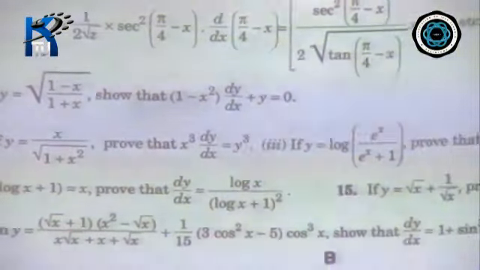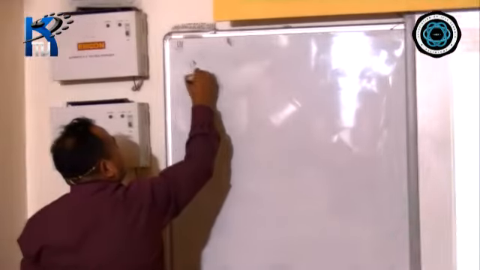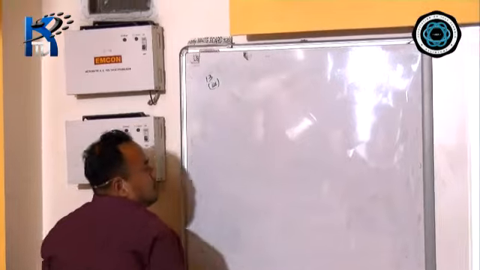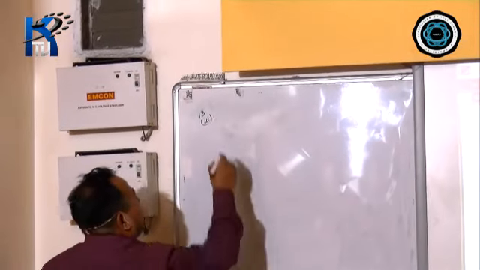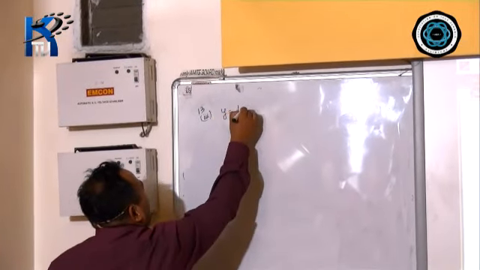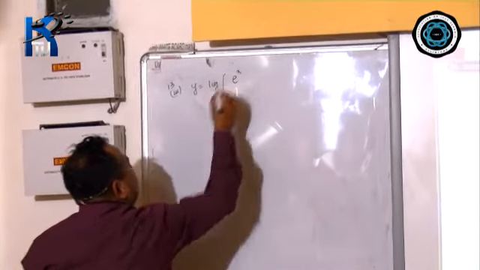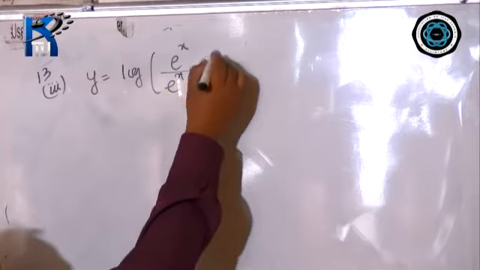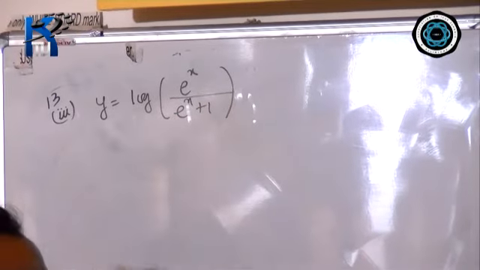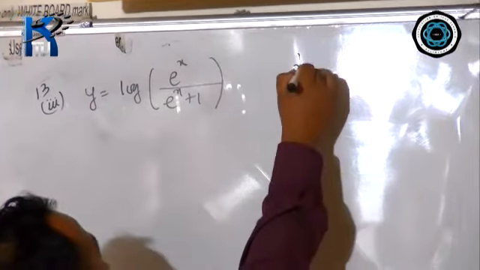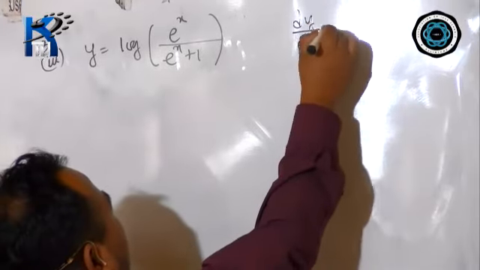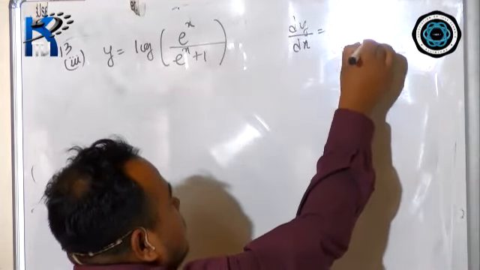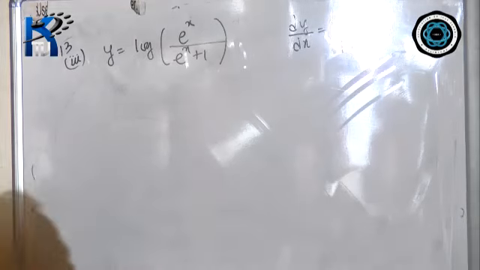Now, look at question number 13 subdivision 3. The question is, if y equal to log open bracket e to the power x divided by e to the power x plus 1, you have to prove that dy by dx equal to 1 divided by 1 plus e to the power x. So, this is what you are supposed to find.